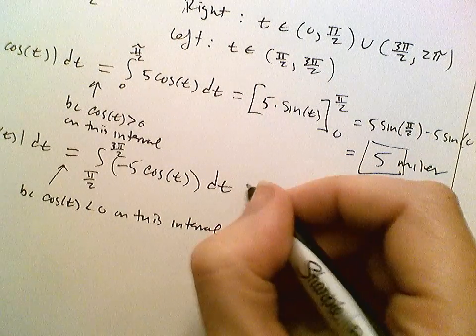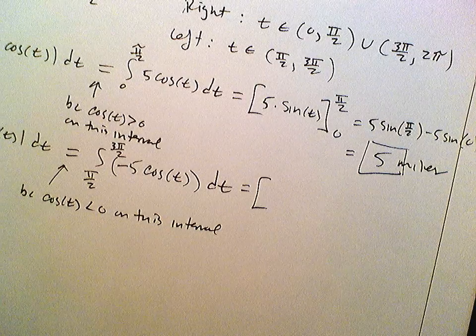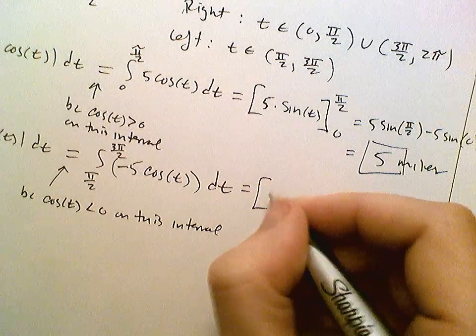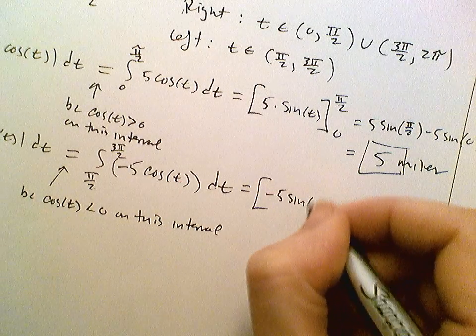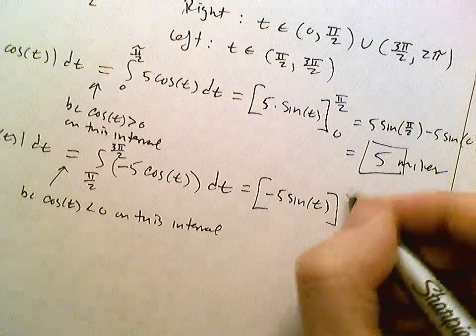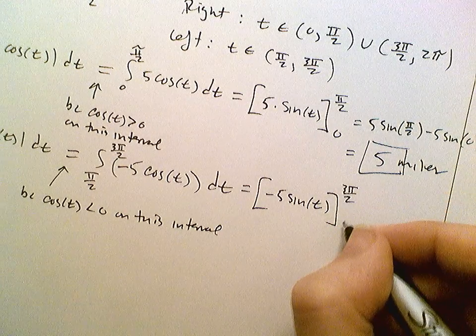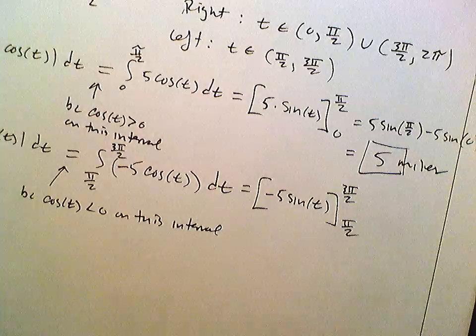And then this is equal to, the antiderivative here is negative 5 sine of t, evaluated from pi over 2 to 3 pi over 2.